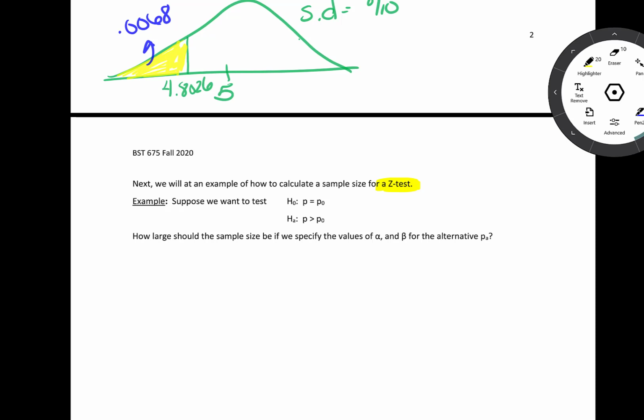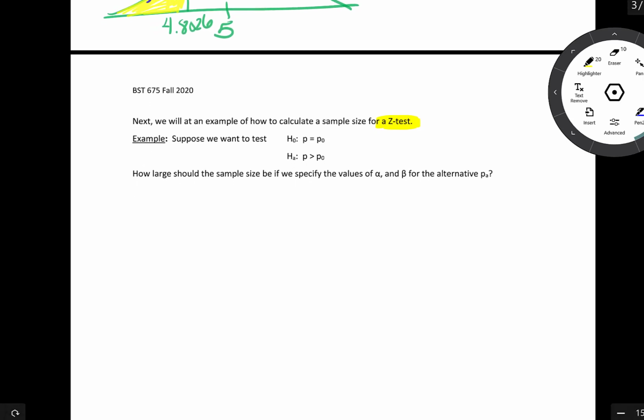Alright, so for this example, let's work with proportions just to mix things up a little bit. But again, keep in mind that the overall idea is what you really want to focus on here. So suppose we want to test the following. Under the null, we're going to set p equal to p naught, so some value under the null hypothesis. We're going to try to prove that p is greater than that value. So the question is, how large should the sample size be if we specify the value of alpha and beta for the alternative PA? So we're going to specify a specific place in the alternative.